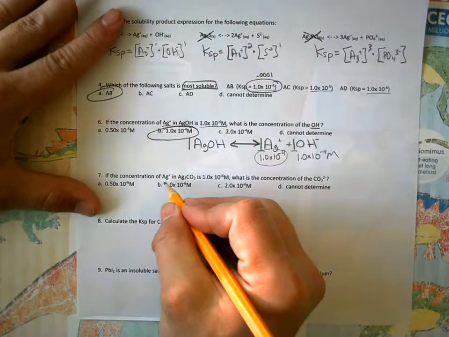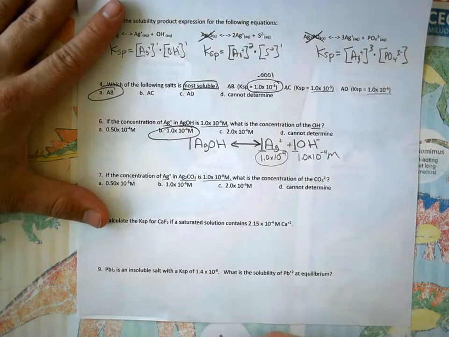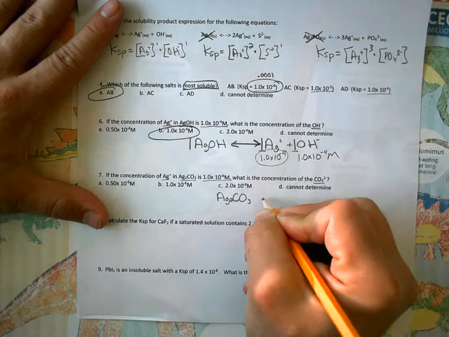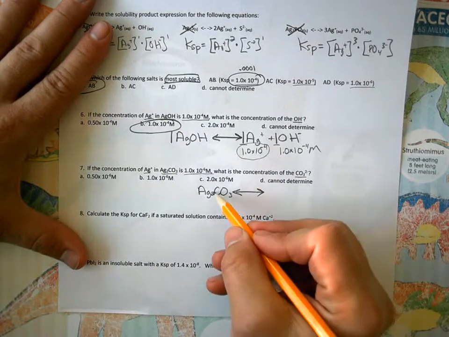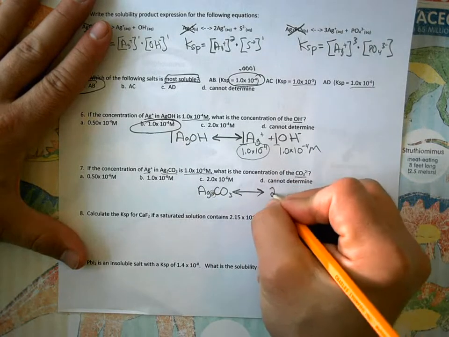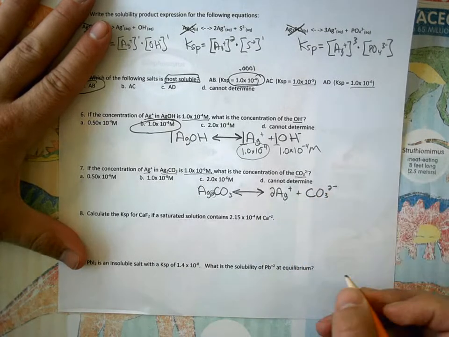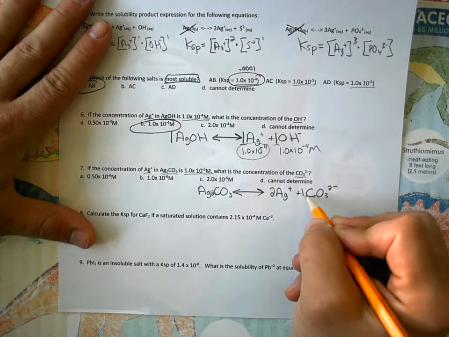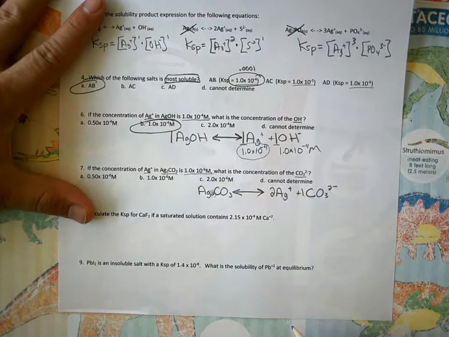Okay, for question 7, if the concentration of Ag plus in Ag2CO3 is 1 times 10 to the negative 6 molar, what's the concentration of the CO3? So again, we start out by writing out the ionic compound. We then separate it into its ions with the correct coefficient. Notice that we have 2 Ags here. So we have 2 Ag plus, and we have 1 CO3 2 minus. This one is a 2 to 1 ratio. For every 1 mole of CO3 ions, we would have twice as much silver ions.